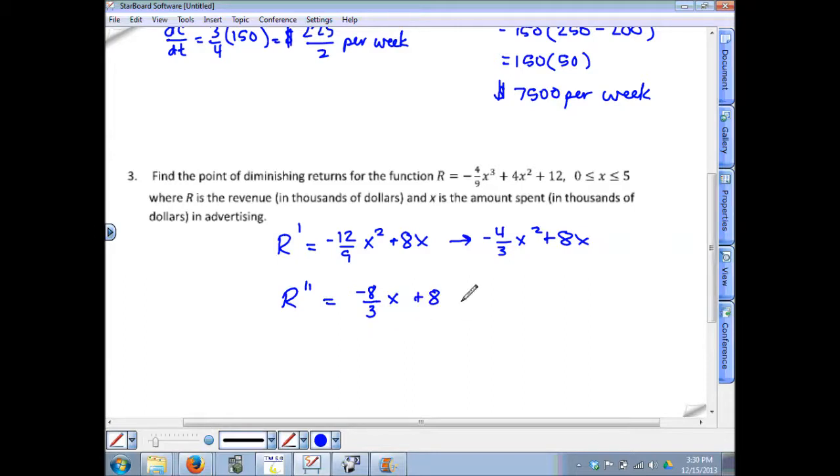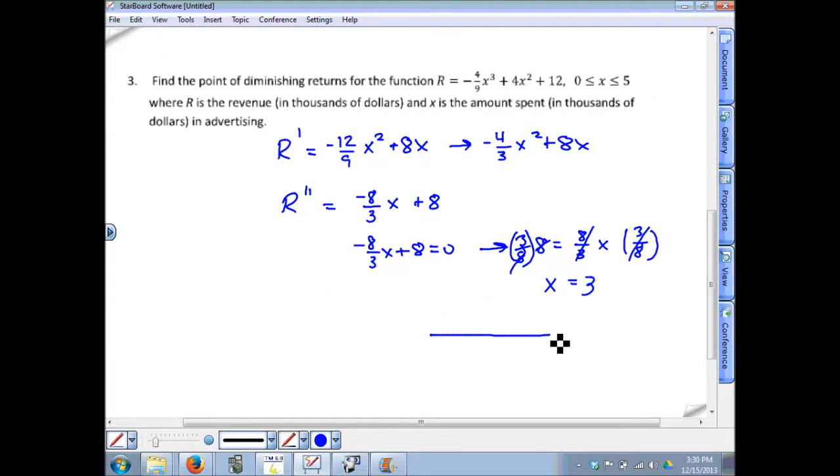Now the point of diminishing returns is going to be a point of inflection. A point of inflection comes when the second derivative is equal to 0. So we need to solve this when it equals 0. So negative 8/3 x plus 8 is equal to 0. That means 8 is equal to 8/3 x. If we times by 3/8, and the 8's cancel, and here the 3/8 and 8/3 cancel, so x is equal to, not 8, x is equal to 3.